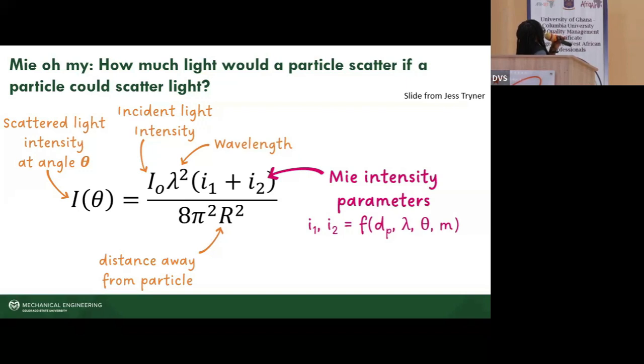So to calculate and know how much is scattered, this is a formula you use. We have Mie intensity parameters here, and then you have the incident intensity and the wavelength. And so the distance between the particles and so on. So with this, you can calculate and know how much scattered light intensity we have. Next one.